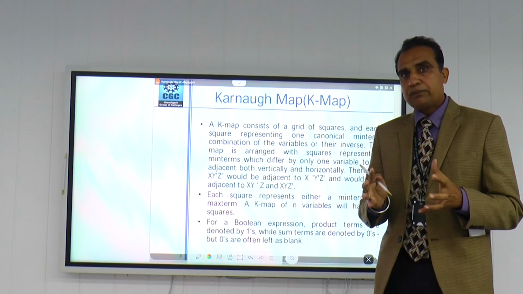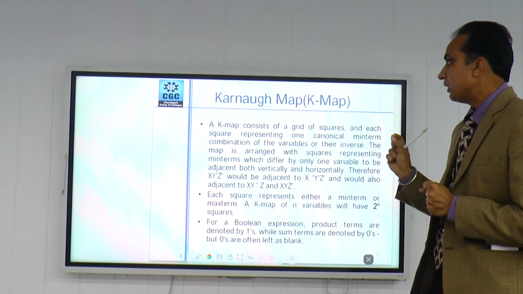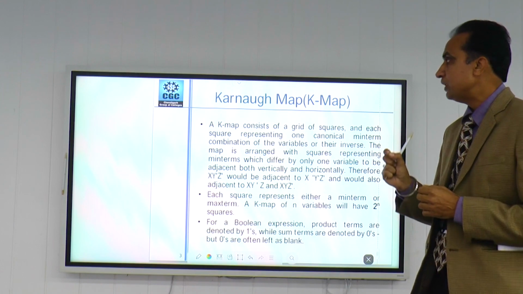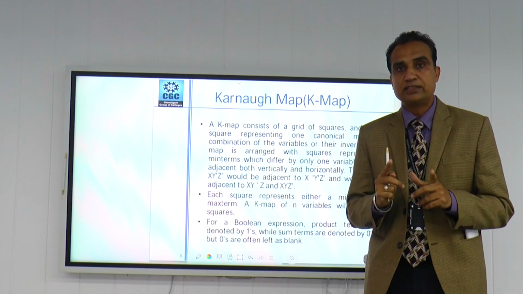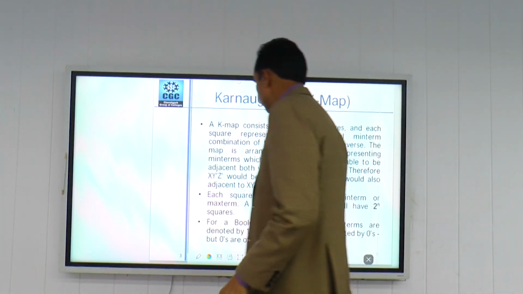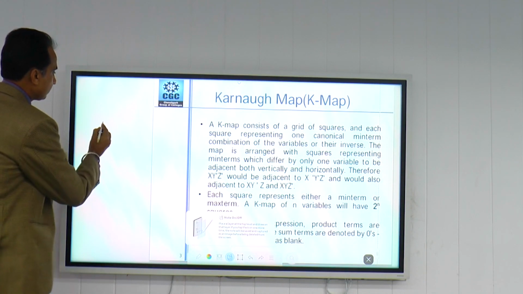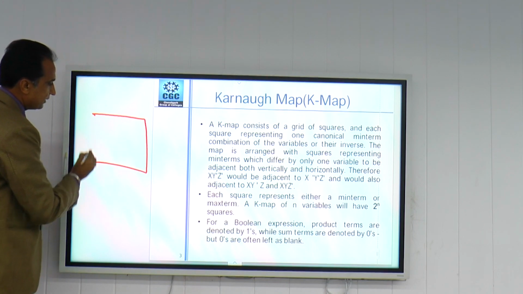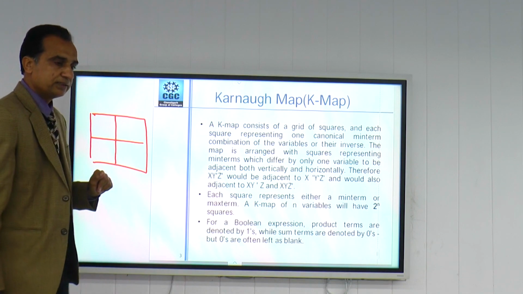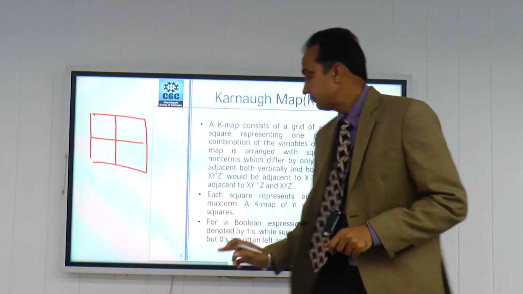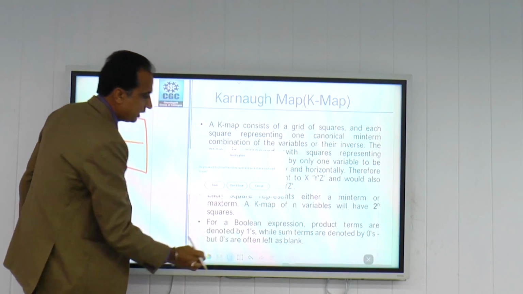Now, what is a K-map? K-map consists of a grid of squares and each square represents one canonical combination of variables. K-map is a grid of squares. For example, it is a grid of squares like this. Now, in this grid, I have used 4 squares. Each square is used to represent one canonical min term.